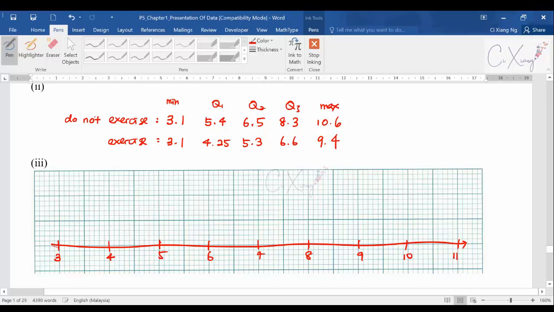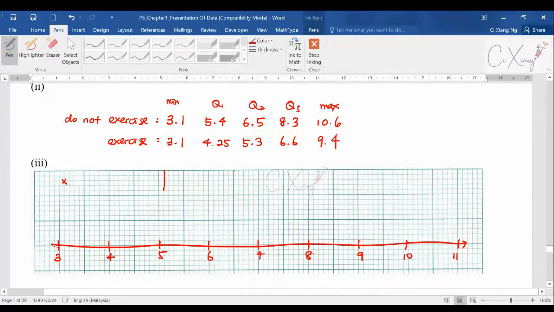All right, then now I will try to plot all my graph here. So I start with do not exercise first. So for the do not exercise group, when I try to sketch it, the first one is 3.1, so I just put a cross. Q1 is 5.4, so maybe here you just draw a line. So how wide is the line? It depends on you. What's the height of the line is up to you. If your line is longer, that means later your box will look fatter or maybe bigger. Okay, so for me, usually I will use 4 boxes here.